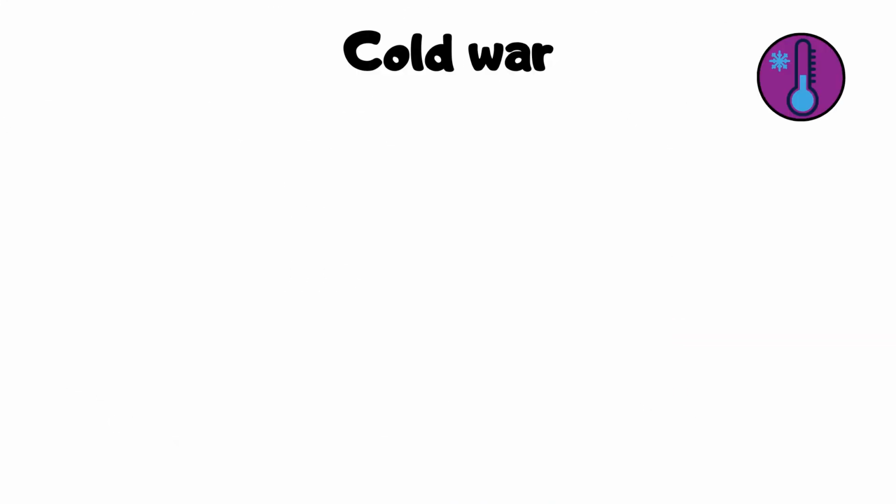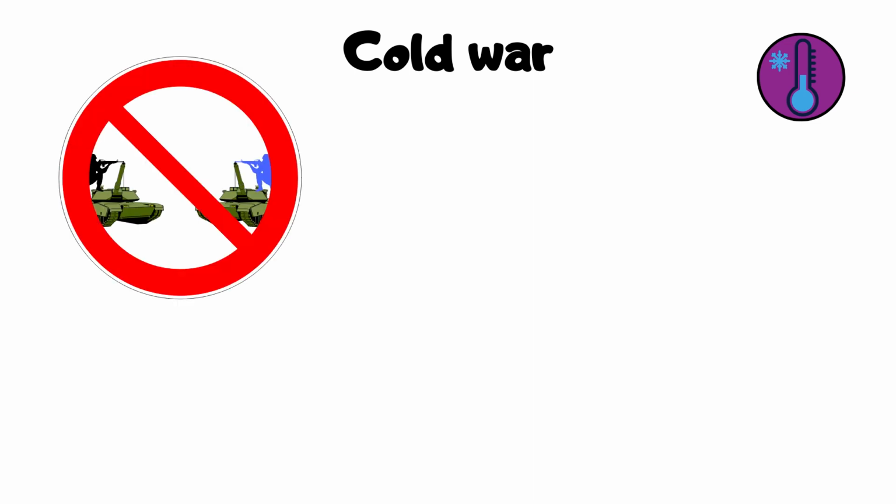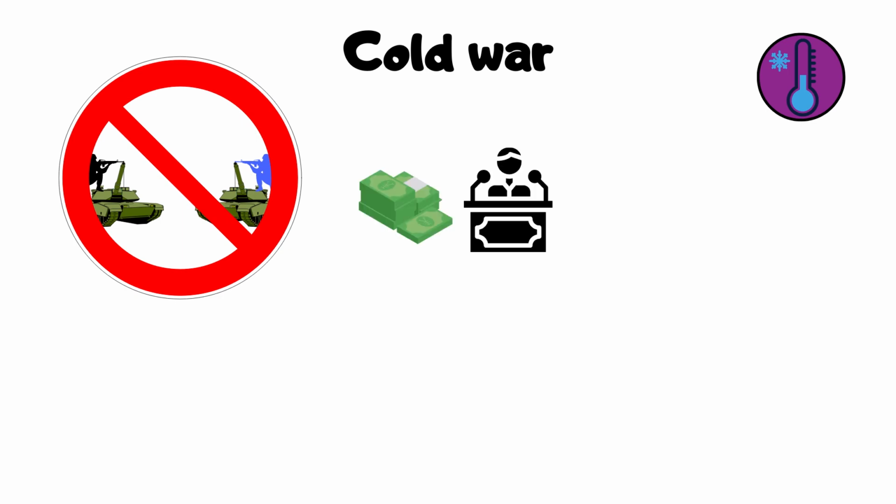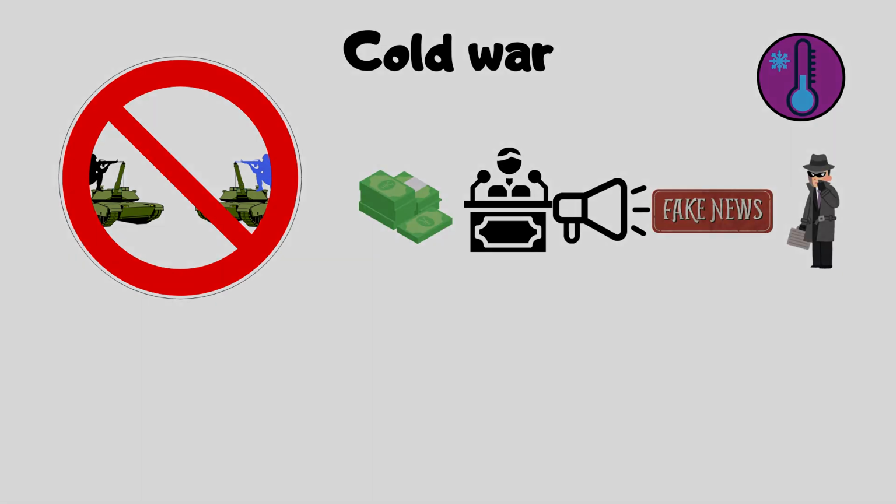Cold War. A Cold War is when countries are in conflict, but they don't fight each other directly with armies. Instead, they use things like money, politics, propaganda, spying, or getting others to fight for them.